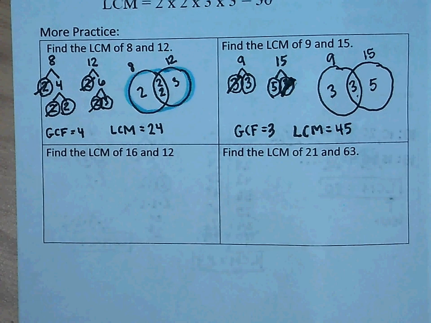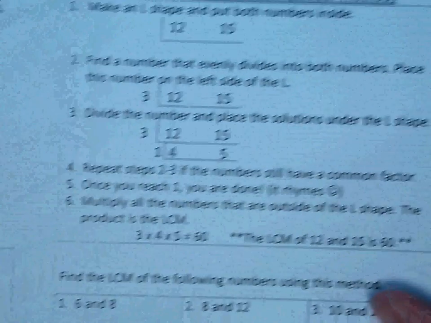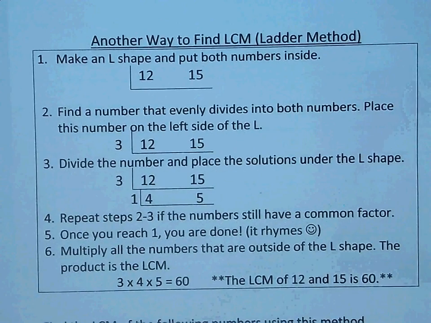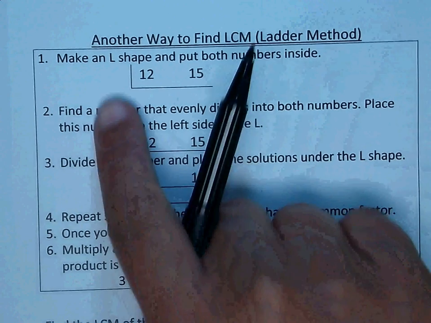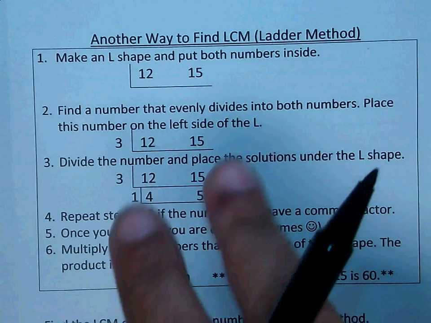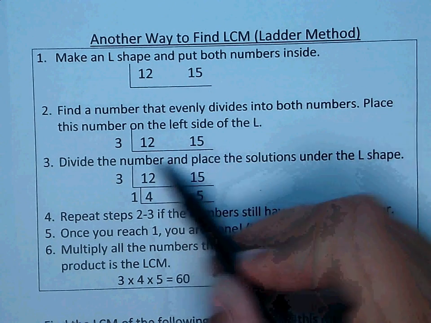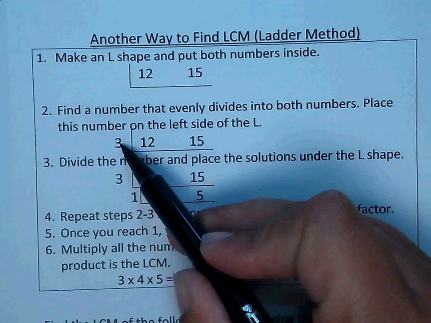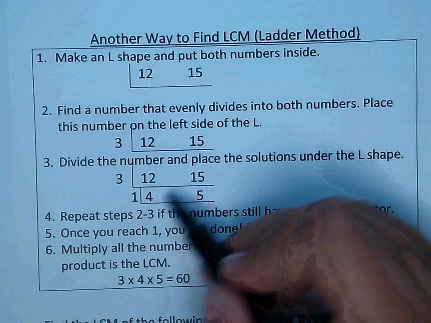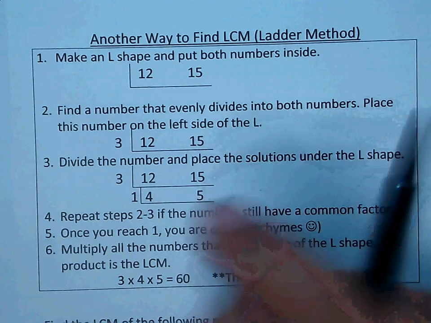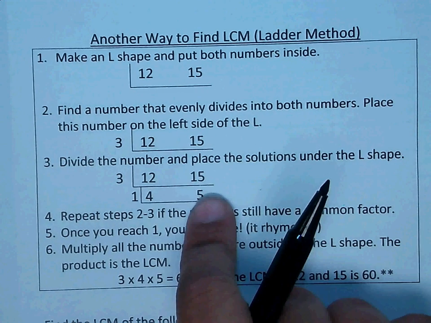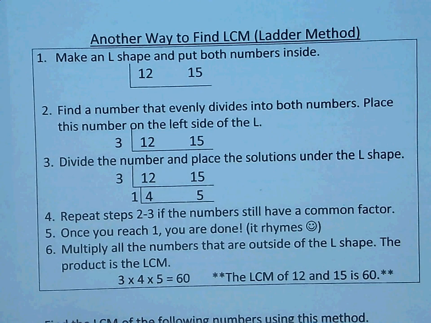And I'm going to show you one other way. So this is a 4th method. Now some of you don't like ladder, but ladder's pretty cool when it comes to LCM. So you make an L in the shape for both numbers this time, so you're actually doing a double ladder. You pull out what they both have in common, so they both have a 3. And then you break it down, so 12 divided by 3 is 4, 15 divided by 3 is 5. And then you keep going until you pull out a 1. So right here, we're just going to stop and pull out a 1.